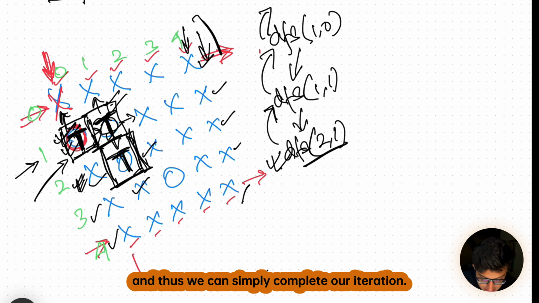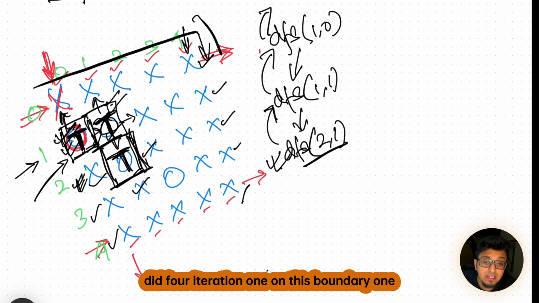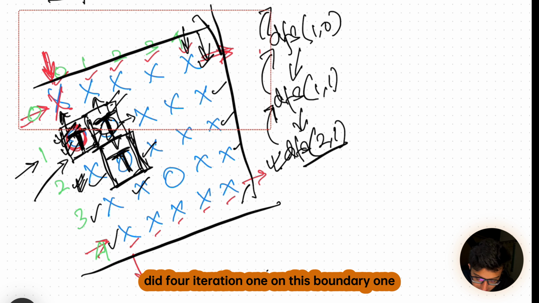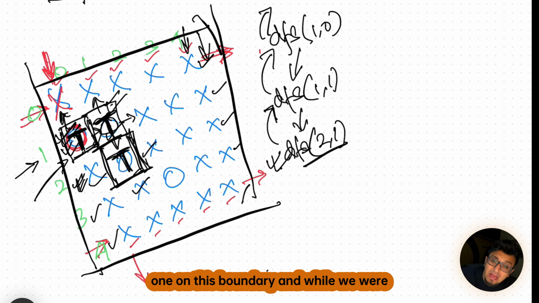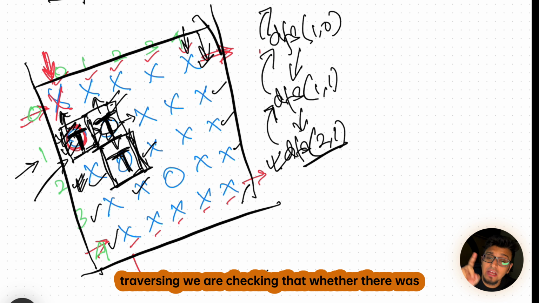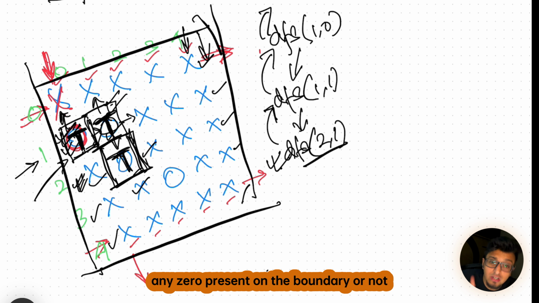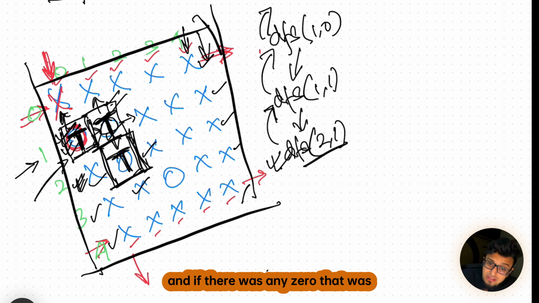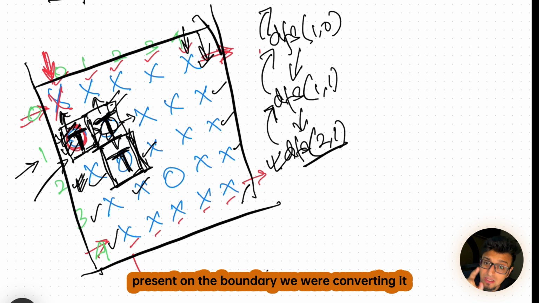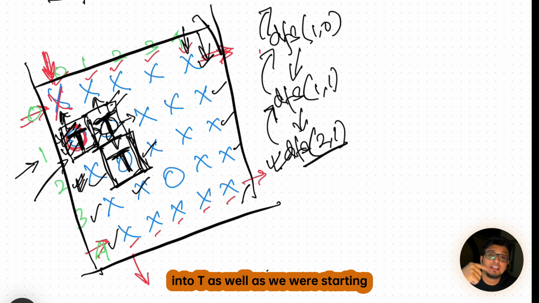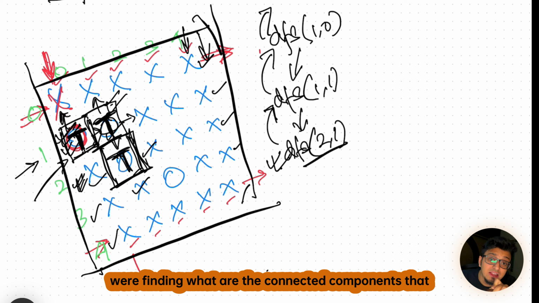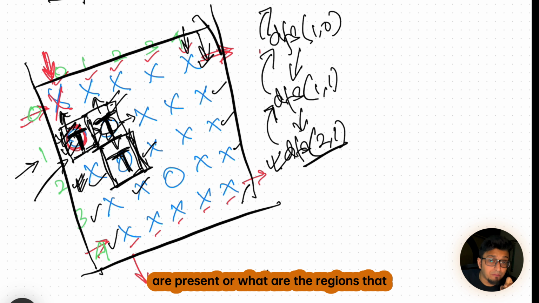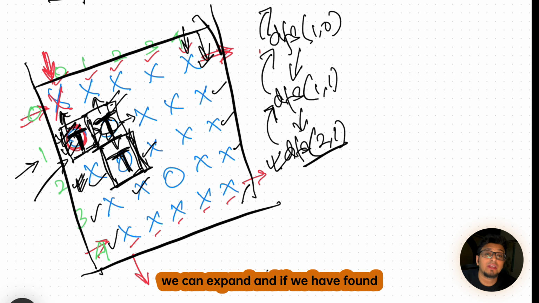So here what we did, we did 4 iterations: one on this boundary, one on this boundary, one on this boundary, and one on this boundary. And while we were traversing, we were checking whether there was any 0 present on the boundary or not. If there was any 0 present on the boundary, we were converting it into t, as well as starting a DFS call from that 0, and finding what are the connected components that are present, or what are the regions that we can expand.